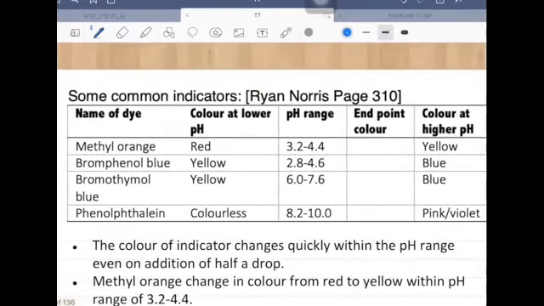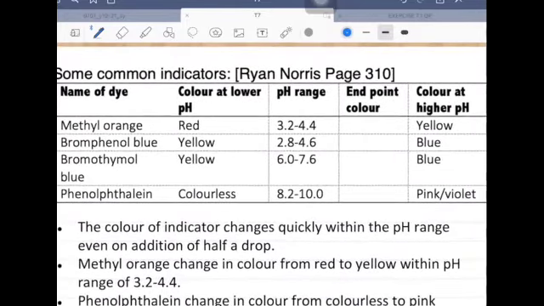So these are some of the common indicators that you would have to be familiar with. We've all used methyl orange, okay? At acidic region or at lower pH, methyl orange is red in color. We don't want that. At higher pH or at an alkaline region, it is yellow in color. Again, we also do not want that because these two are extreme colors. We want in the middle.